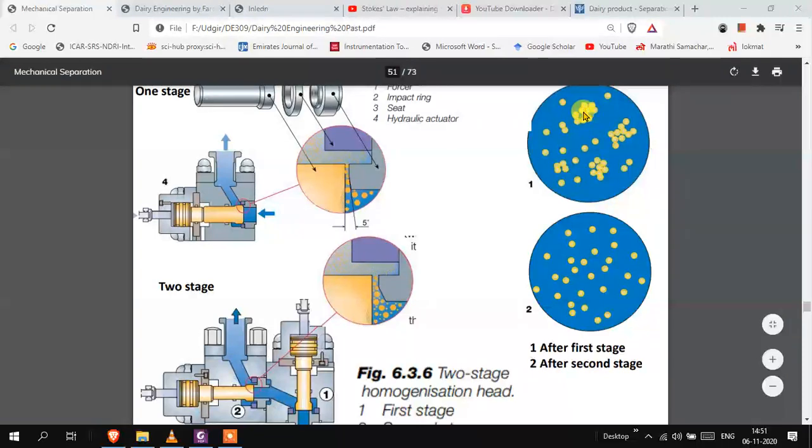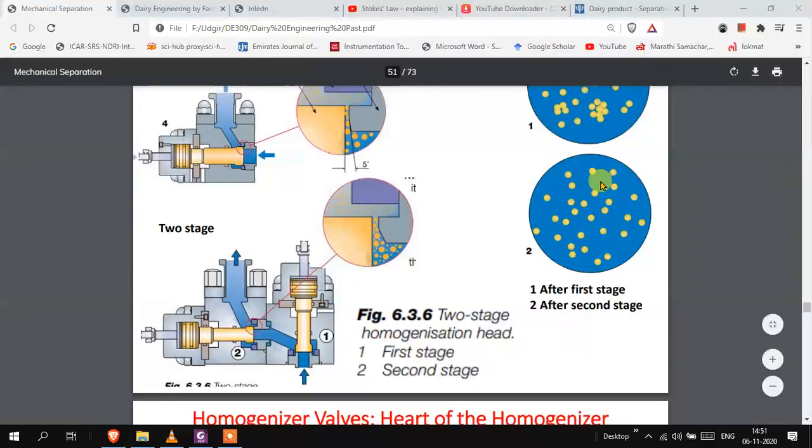In first homogenization, there will be chances of cluster formation, while in case of second stage, you won't observe any kind of cluster formation. So in two-stage homogenization, you can see that there are two types of valves. This is the first one, this is the second one. This is the first stage, this is the second stage. The principle is same, working is same, only the pressure difference will be there.